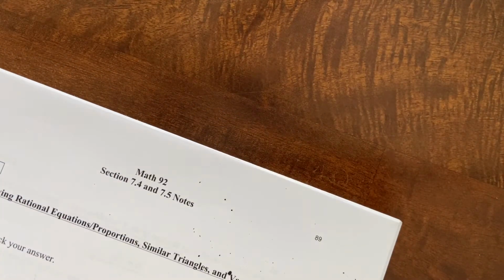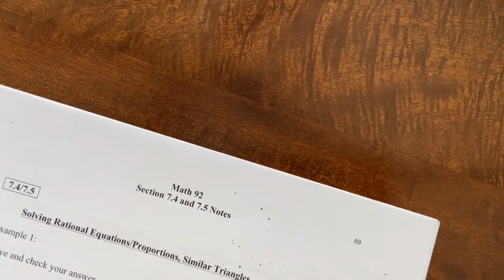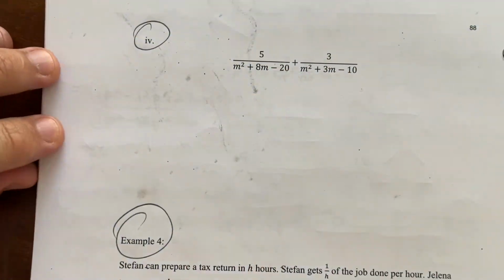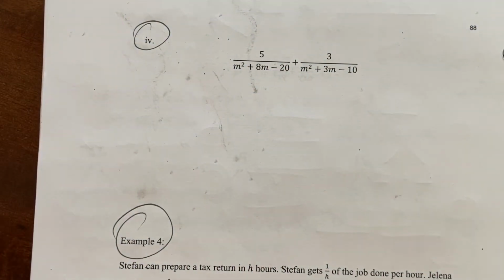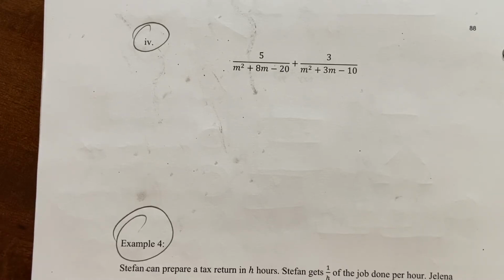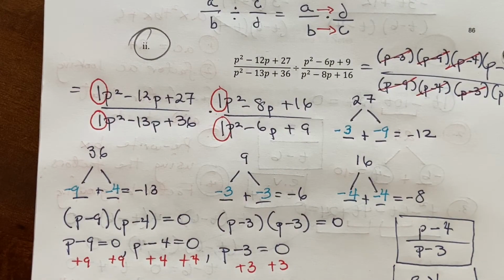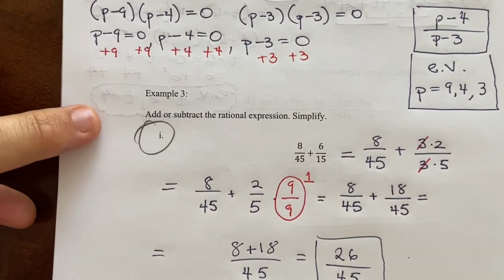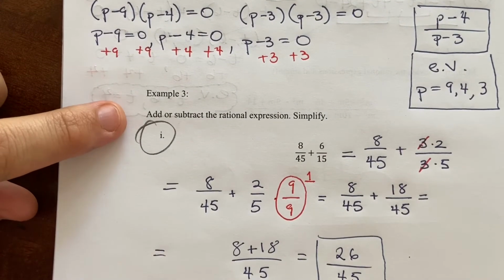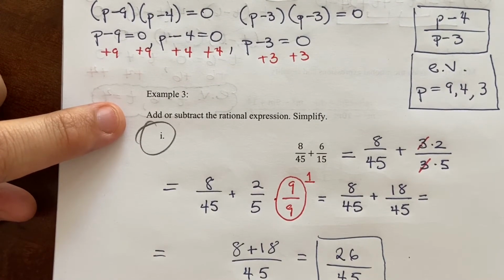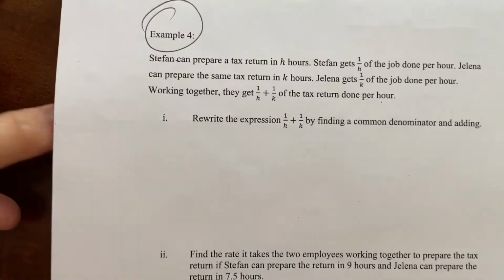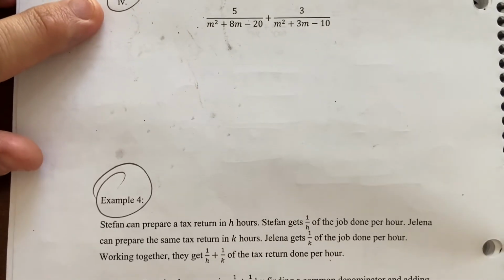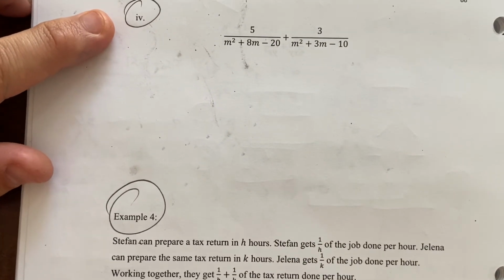I'll try one with variables now. So I'm going all the way to page 88, leaving some of these open for you guys. What I'll do first, this heading just says add or subtract and simplify. It doesn't say anything about excluded values. So for example 3, it just says add or subtract the rational expression and simplify. So part 4 here has that same instruction.